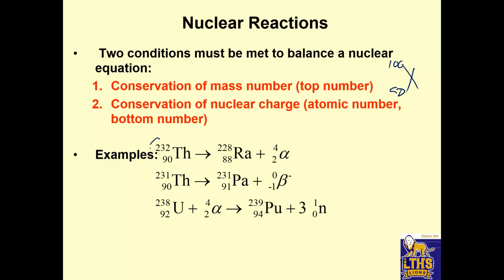So notice here we've got 232 equals 228 plus 4. The top number is matched up. The bottom number, 90, equals 88 plus 2. So see how that happens with all nuclear equations, and this is what it's going to look like.